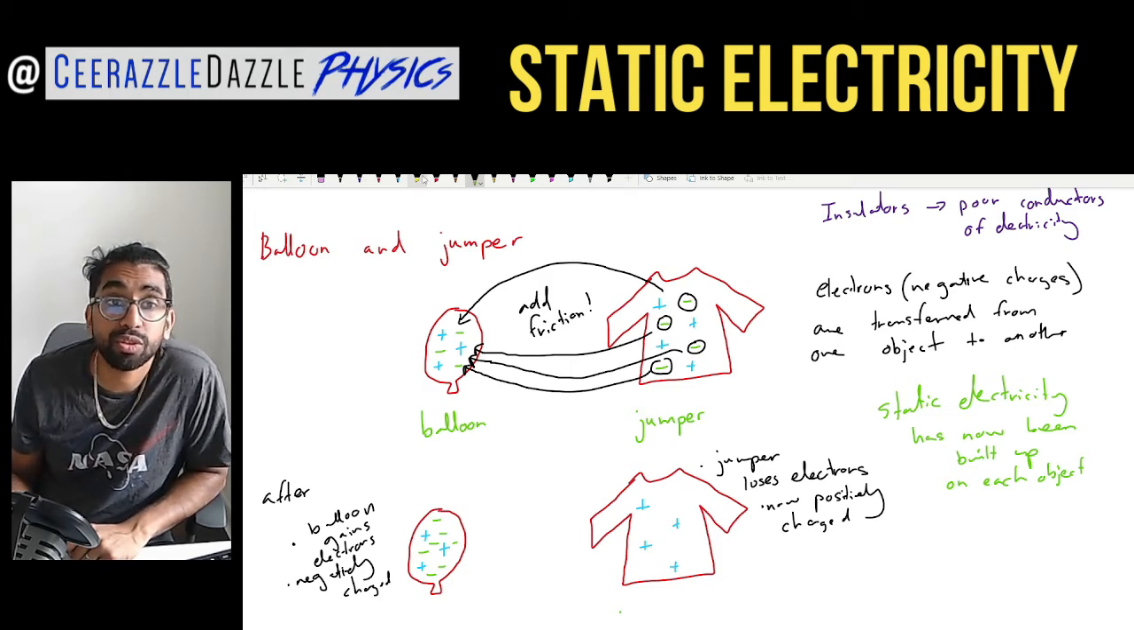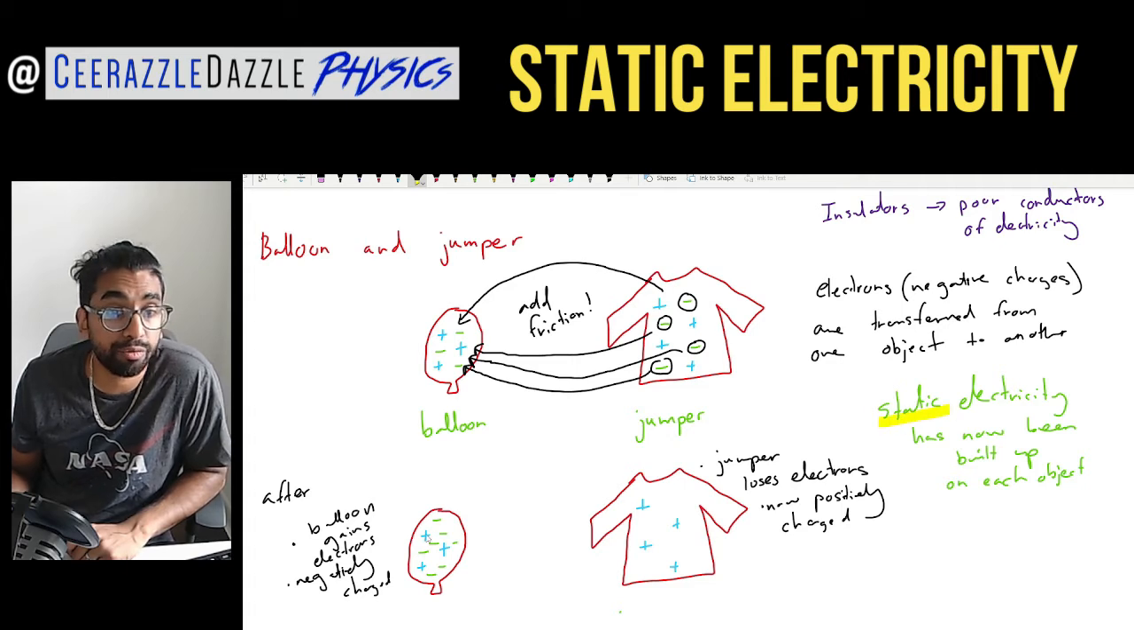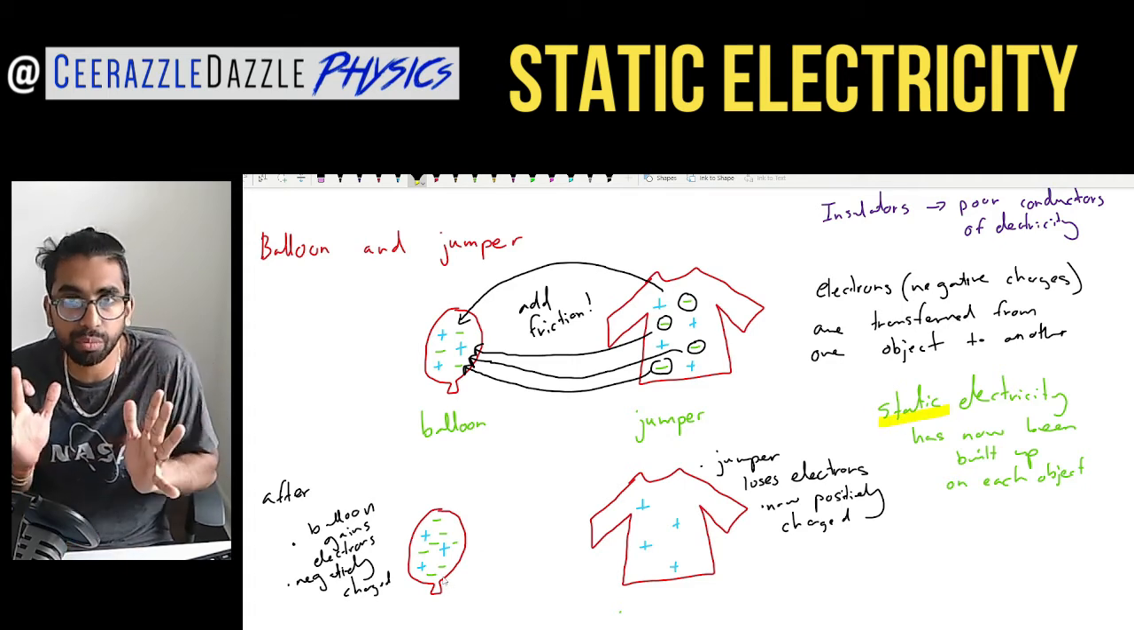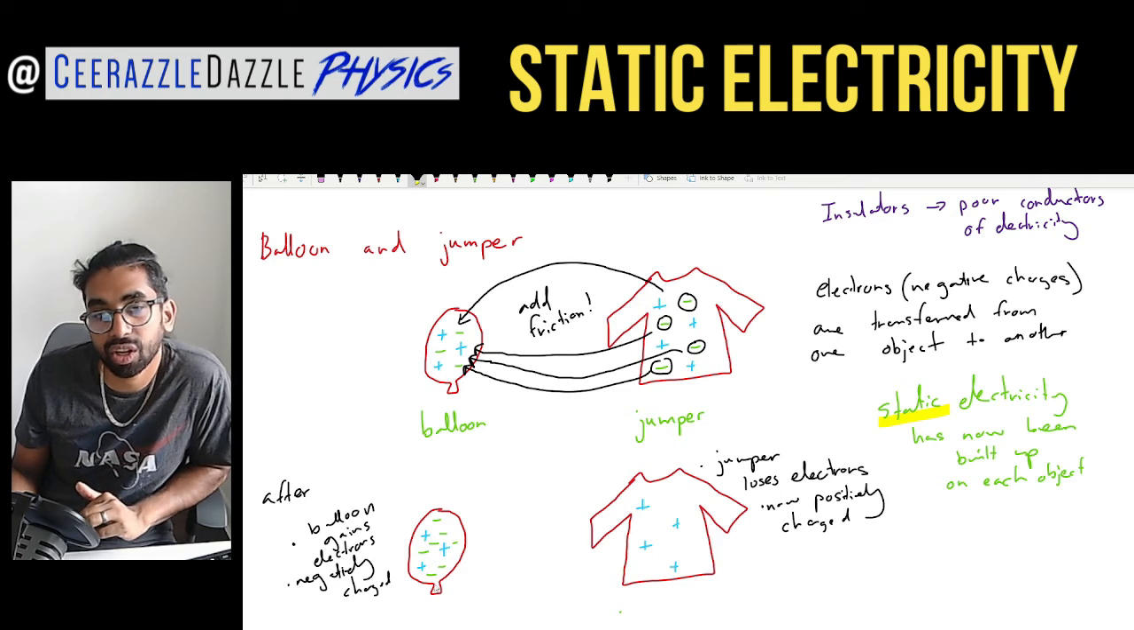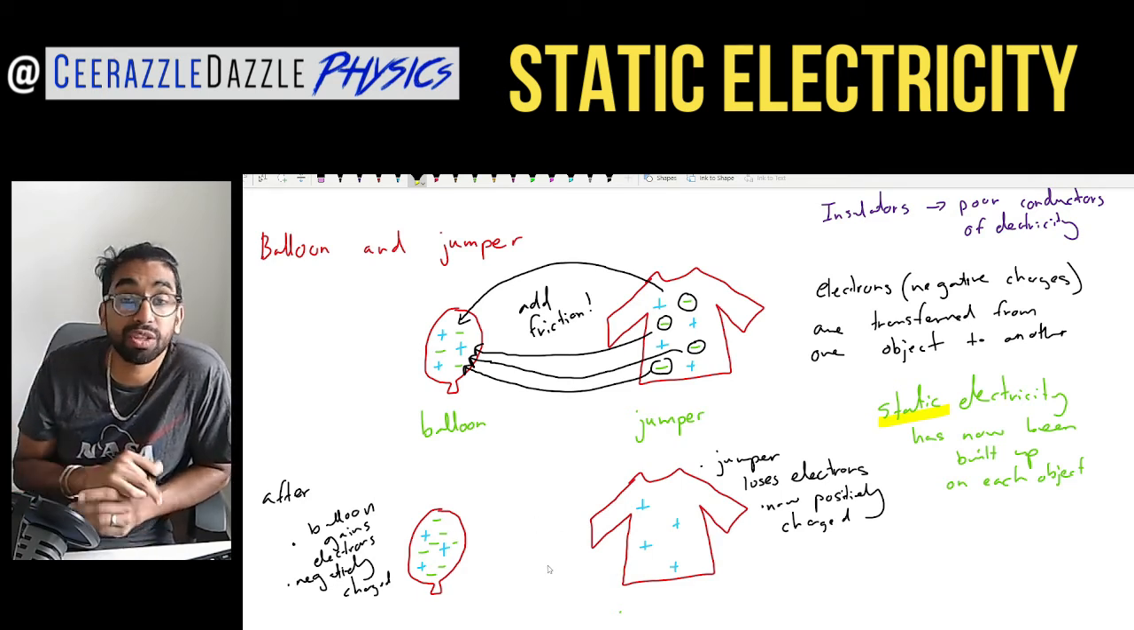Don't forget, the reason why it's called static is because the charge is not free to move. Like static. Static means you're not moving. It's the same principle here. The charge is not free to move over here. There we go. Here's the balloon and the jumper scenario.